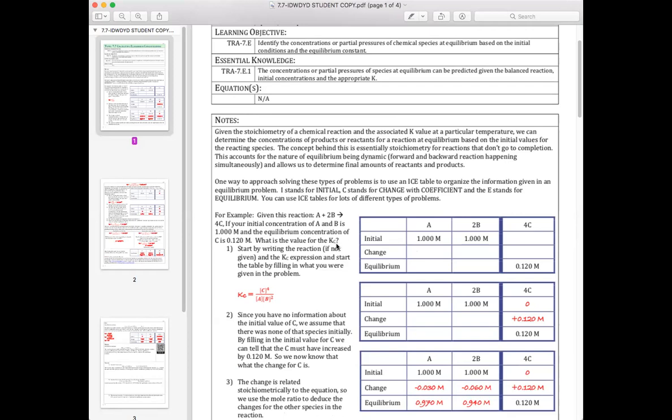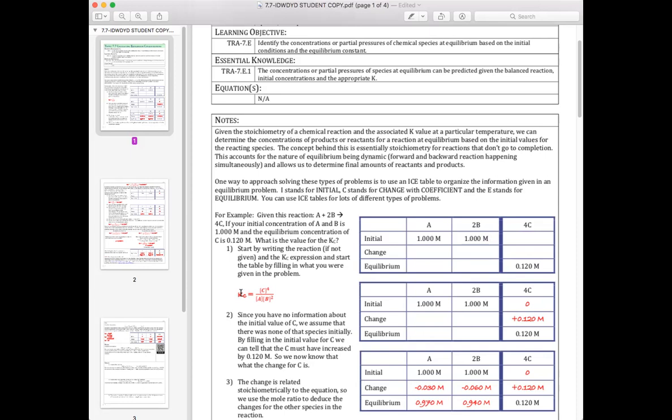Nearly all our problems involve these things called ICE tables. That stands for initial, change, and equilibrium. And you're usually given some information at the beginning of the problem about different concentrations. This one specifically gives the beginning concentrations for A and B here and the equilibrium for 4C. That's when the reaction kind of stops, like it's going back and forth at the same speed.